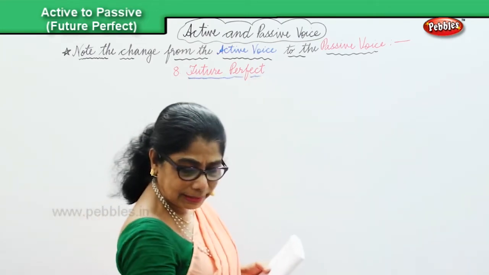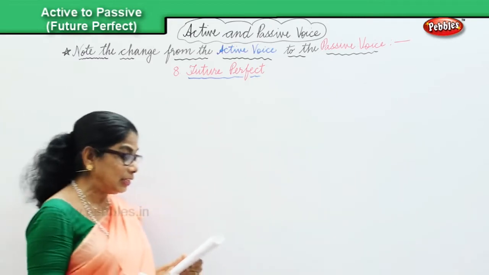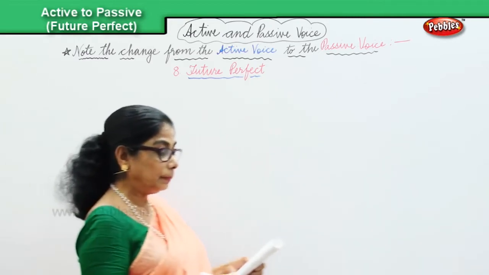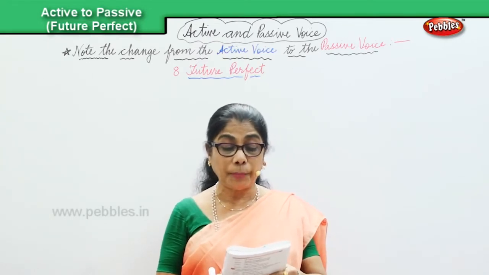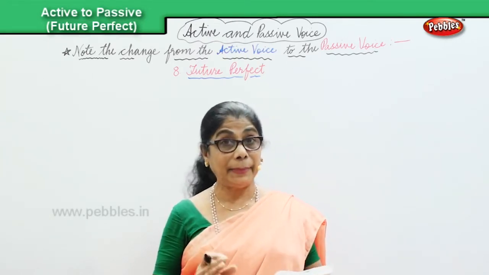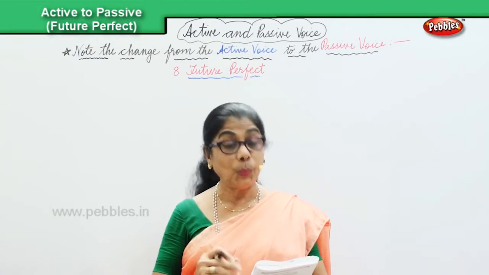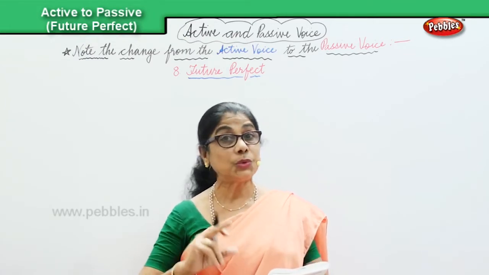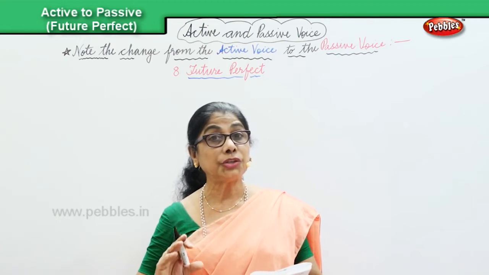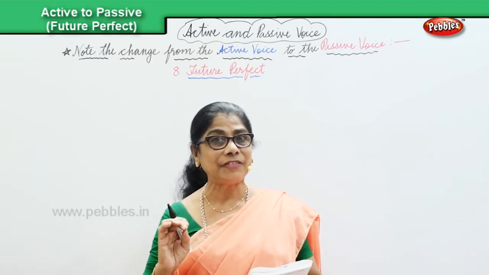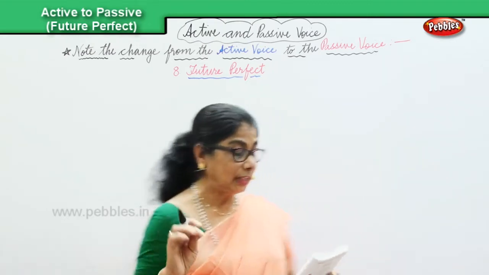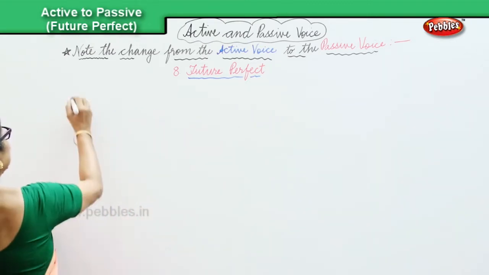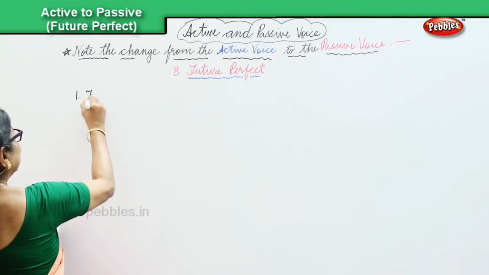Let's look at some of the sentences. Here's the first sentence for you. The chemist will have closed the shop by 8 o'clock. That's the active voice in the future perfect. Let's look at that sentence.